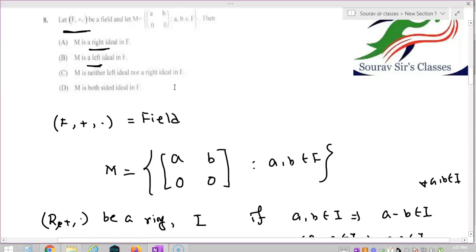So let us see the options. Option D says that M is a both sided ideal in F, so option D is our correct option. So that's all about our question number 8. Now let us solve question number 9.